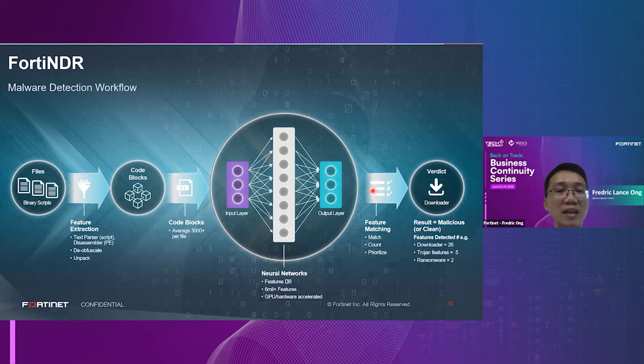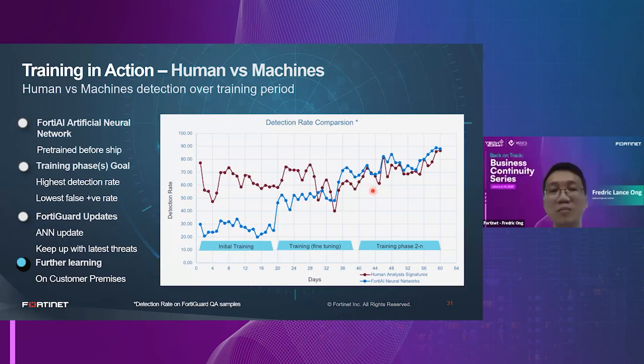For my last slide, training in action. This compares how the AI neural network is able to catch up with humans. You can see here over time, after initial training, it is below human capability. After the fine training, it is almost on par, and with continuous training, it is on par, and it could even exceed the human detection rate. This is over time, meaning the solution will improve when it's already in your environment. This is a very good indication that the solution is getting more and more effective.